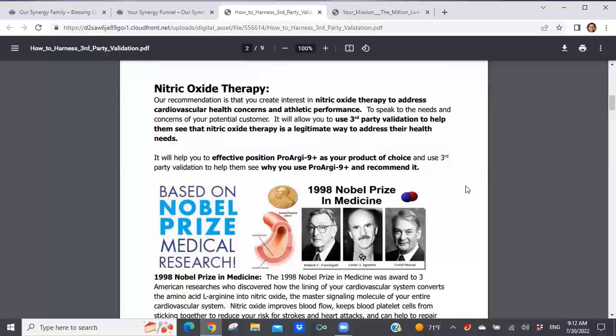So as you go down through here, there are different aspects that you can use with regards to third-party validation. When we're talking nitric oxide therapy, and notice I don't talk about Pro-Arginine Plus, I always talk about nitric oxide therapy. I create the interest in nitric oxide therapy because if I do a good job of creating interest, inevitably, if people want to apply it, they're going to ask me, well, how do I do this? Is there a product? And then I can share why Pro-Arginine Plus is my product of choice and why it should be their product of choice. But again, you validate this information because it's Nobel Prize winning research.